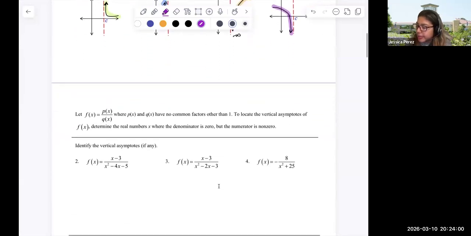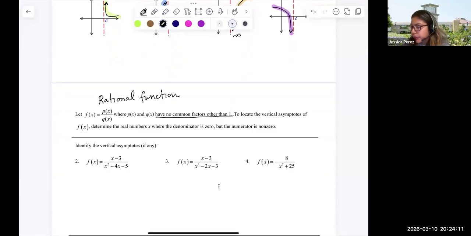Now let f of x be a rational function where p of x and q of x have no common factors other than 1. Then we wish to find something called a vertical asymptote of f of x. That means we want to determine the real values of x where the denominator is 0 but the numerator is non-zero. What values of x give me 0 in the denominator? That will give us the vertical asymptotes, but the numerator must be non-zero.